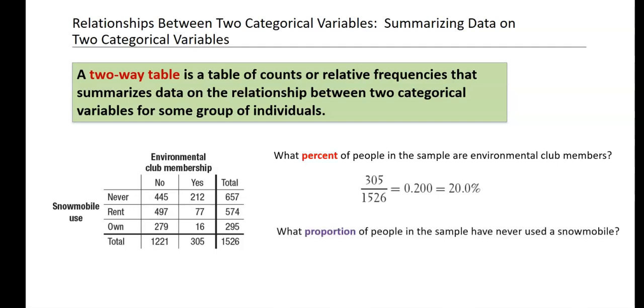What proportion of people in the sample, again out of everybody, the denominator is going to be 1526. Who are we looking for? People who have never used a snowmobile. Never snowmobile is 657. So that would be the answer. And when it says proportion, either one's okay. Fraction, decimal, we're fine.